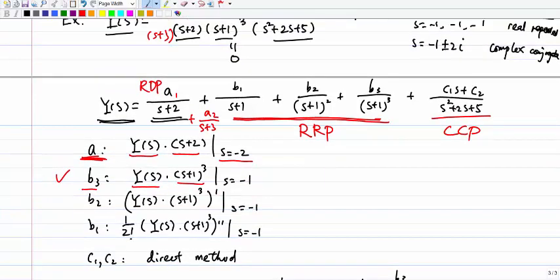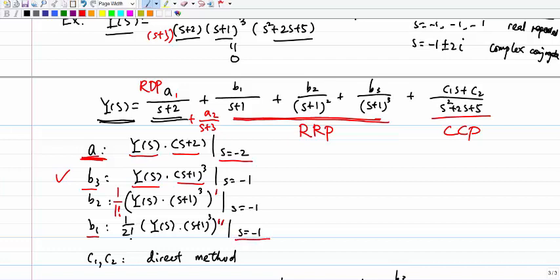So for this one, there's actually a 1 divided by 1 factorial. Okay, it's somewhere over here. So b1 is 1 over 2 factorial times y(s) times s plus 1 to the cube. You take the double derivative basically, and you evaluate at s equal to negative 1.